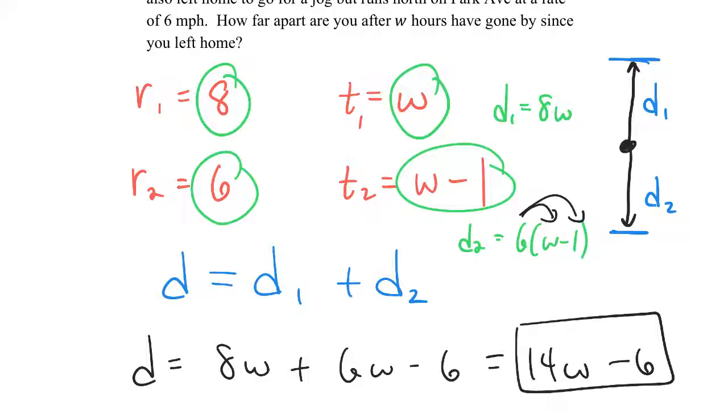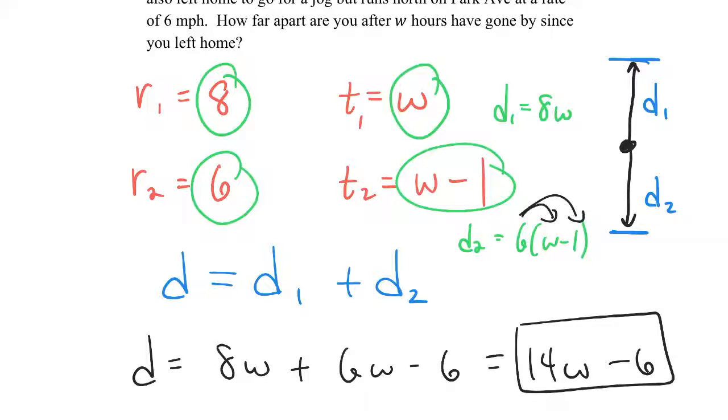Now, why are we subtracting 6? Well done. This person is running at 6 miles an hour, and they run for one less hour, don't they? So the gap between them is going to be whatever 14W is, minus off the 6 miles that the second person would have covered in the hour that they missed. This person would have covered another 6 miles, but they missed an hour. So minus the 6.